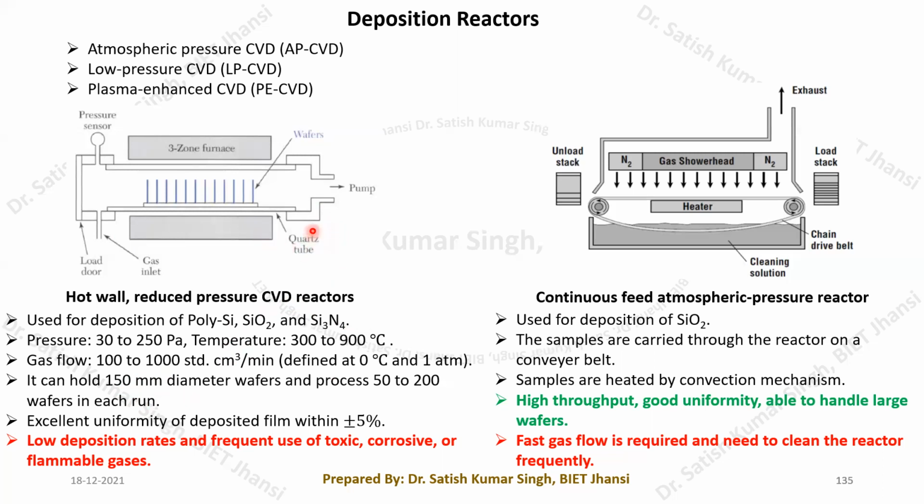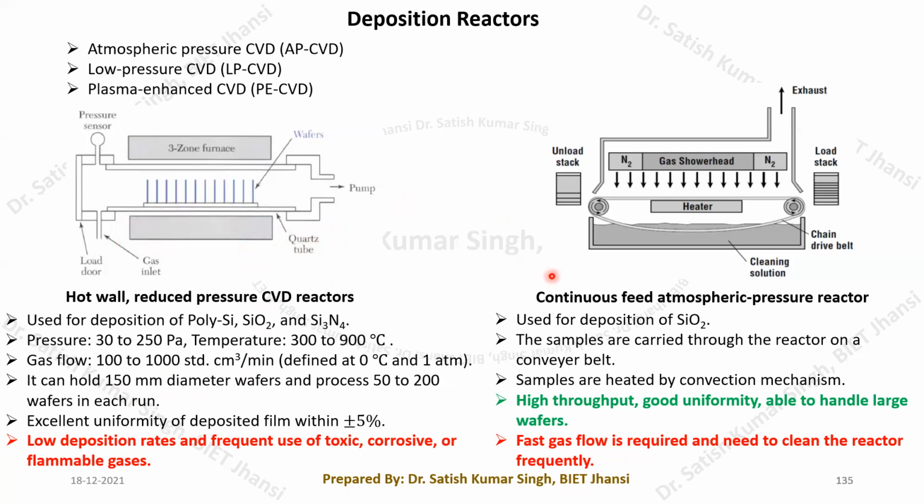There are certain advantages of this system: it has excellent uniformity of the thickness of the deposited film, so it is uniform thickness that we are going to get. But the problem with this type of system is that at the low temperature the deposition rate will be small. Generally we get a low deposition rate, and we have to use gases that are generally toxic and corrosive in nature. They are flammable also. So these are a few disadvantages of this particular system.